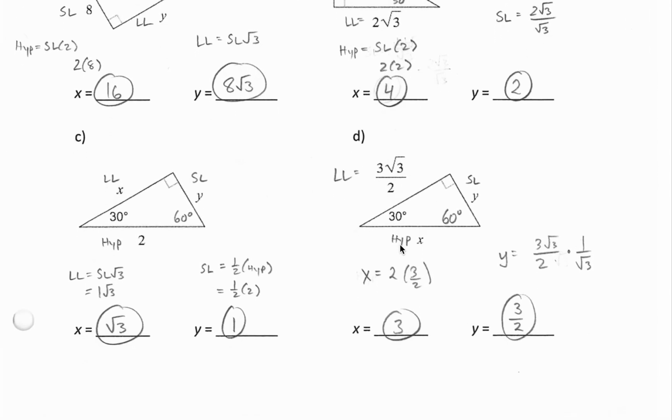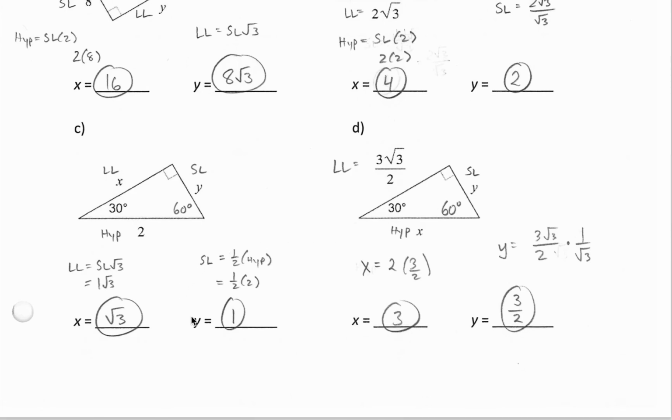All right, again, you can pause the video and work on the next 2 examples for yourself, and then check your work. In part C, we're given the hypotenuse across from the right angle. We're asked to find the short leg across from the 30 and the long leg across from the 60. All we have to do with the hypotenuse to get the short leg is cut it in half. So the short leg is 1, and then multiply your short leg by the square root of 3 to get your longer leg.